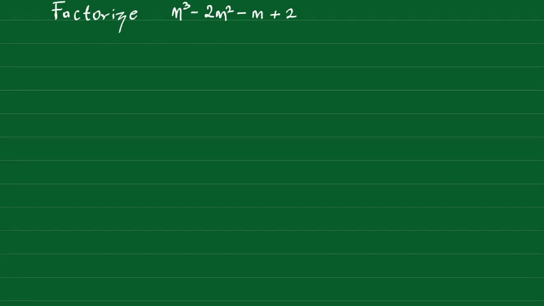We have this question from JAMB 1991, question 17, where we've been asked to factorize m raised to power 3 minus 2m squared minus m plus 2. Now quickly we write the solution.